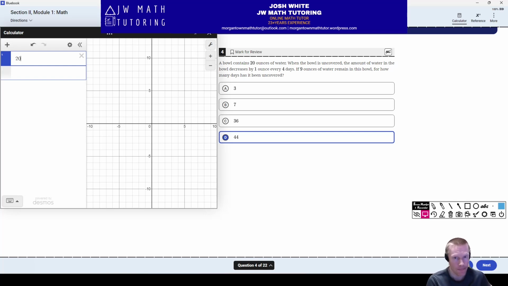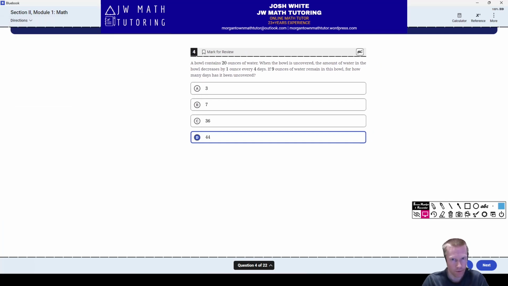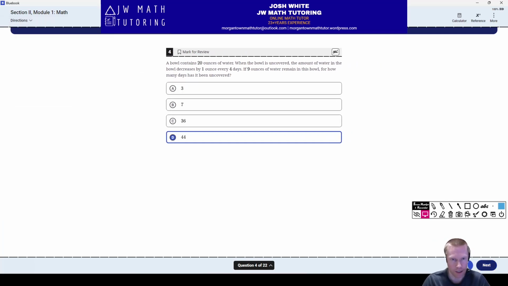Then for C, what you would notice is, 36 days, and every 4 days it's an ounce, so it goes down by 9 ounces. So 20 minus 9, does that equal 9? No, it equals 11. So by process of elimination, it's got to be D. But you could also go up here and check, and say, okay, it goes down by 11. 20 minus 11 is 9. So again, this is back solving without actually setting up the equation itself, essentially plugging in the answer choices.